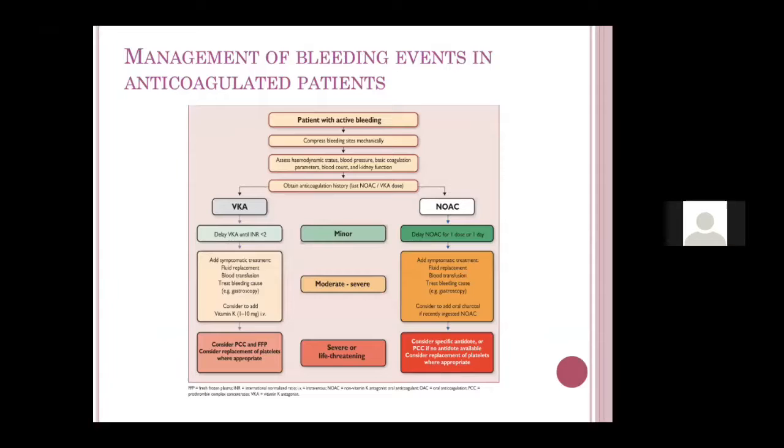Now, how do you manage the bleeding patient? Suppose a patient is on either warfarin or acenocoumarol, or on a NOAC, and the patient is bleeding. So we have to see how minor or how major the bleeding is. Minor bleeding, we do not have to worry much. We should just stop the acenocoumarol for a day or two, and till the INR is less than 2, we should not restart it.